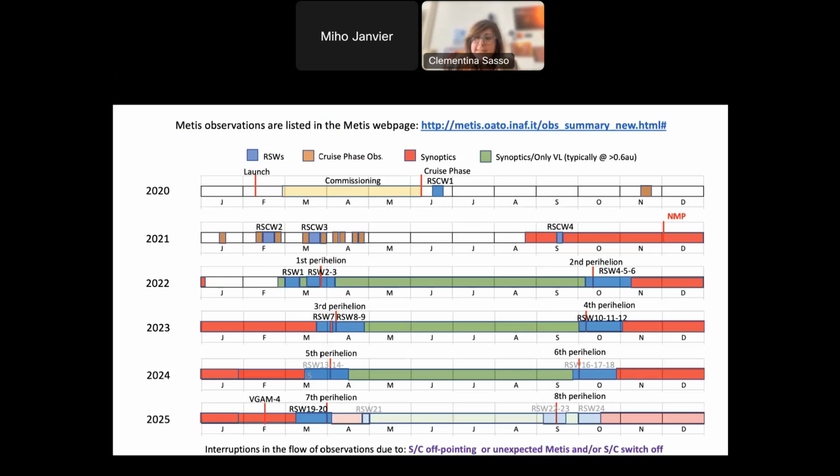This is just a table where you can see all the observations that Metis has been doing, and you can also find it on our website. It is here at the top, from 2020 till today. So we are more or less here. You can see that most of the observations are around the remote sensing windows, while we can guarantee synoptics, sometimes only in the VL range. But now the idea is to have the UV for as much as possible, also outside the remote sensing windows.